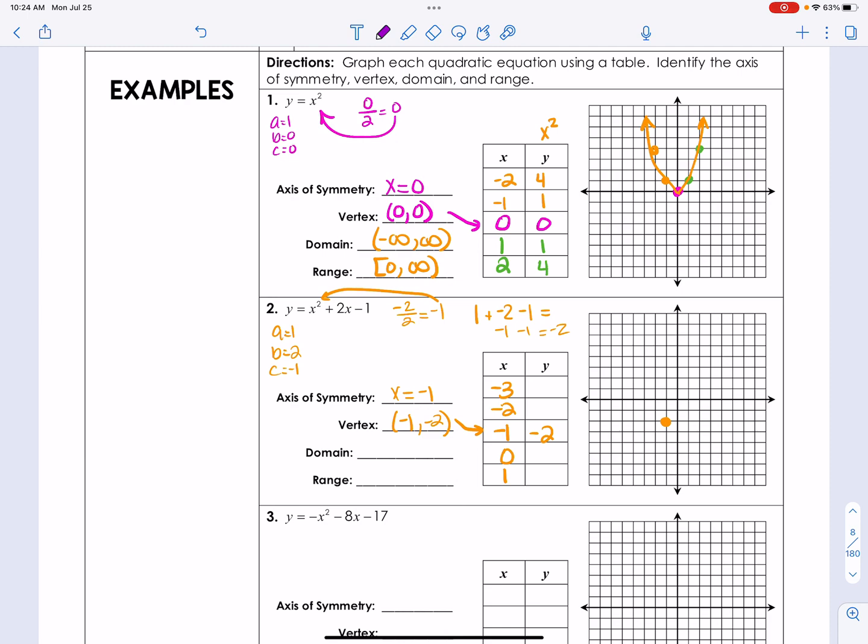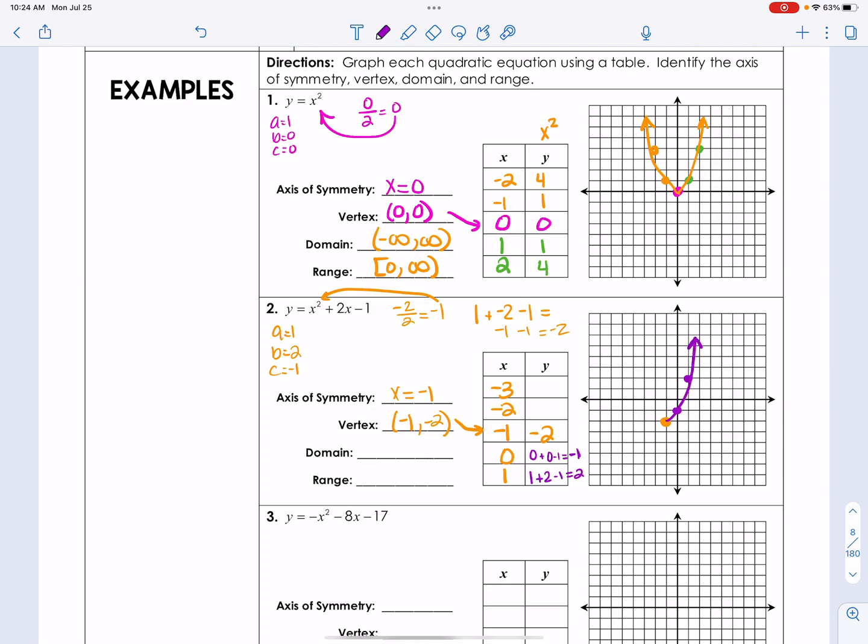So if I put in 0, I'm going to kind of cheat and write it here. I'm going to do 0 plus 2 times 0 is 0 minus 1. So that's a point at 0, -1. And then I'm going to put in 1. And so 1 squared is 1 plus 2 times 1 is 2 minus 1. So that's 3 minus 1 is 2. So I have a point at 1, 2.